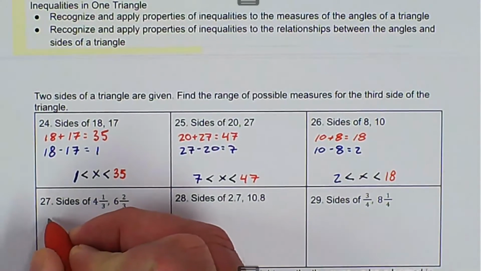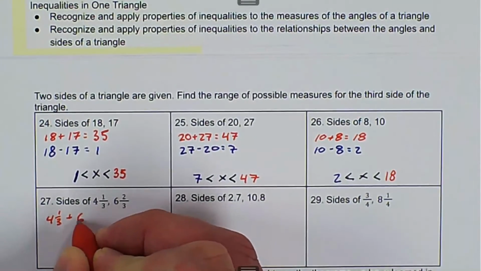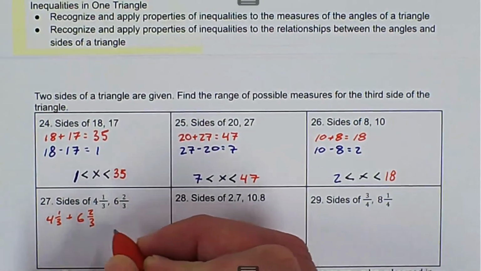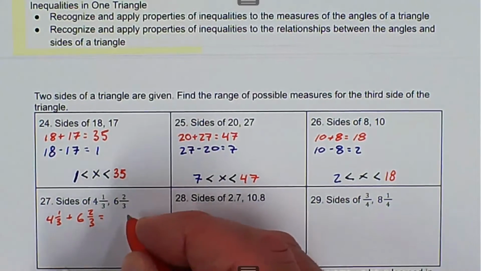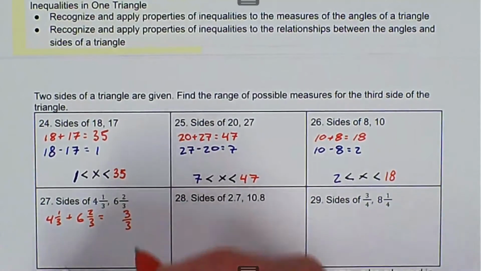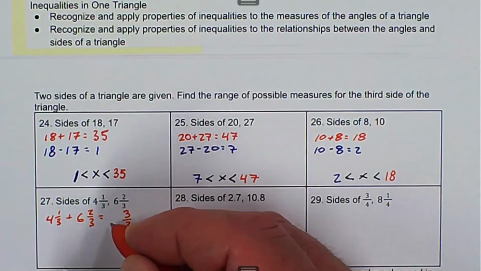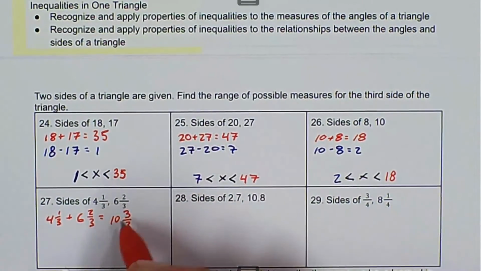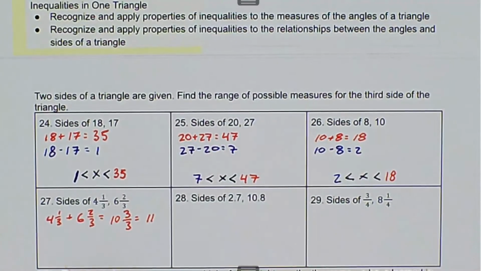Two sides together. Add them together, so we get 4 and 1/3 plus 6 and 2/3. Because they have the same denominator, we can just add them together. 1 plus 2 is 3 over 3. And 4 plus 6 is 10. 10 and 3/3 is the same as 11. So that's what happens if we add them together.